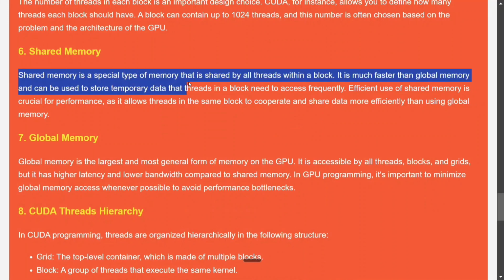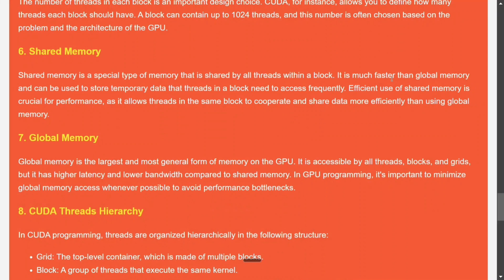Shared memory is a special type of memory that is shared by all threads within a block, right? It is much faster than global memory and can be used to store temporary data that threads in a block need to access. So all the threads present in a block can use this shared memory, but threads outside this block that are part of another block can't use it.